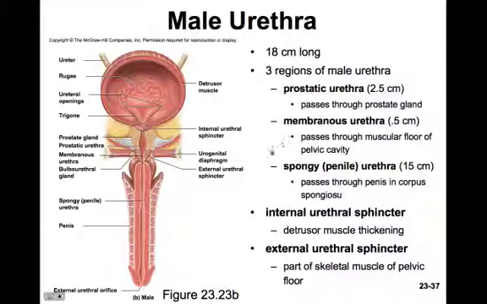The third portion is the spongy penile urethra. It's about 15 centimeters and passes through the corpus spongiosum in the penis. It's the erectile tissue. The internal urethral sphincter, again, is made of a thickening of the area of the detrusor muscle, the muscle that surrounds the whole bladder. And again, the external urethral sphincter, part of the pelvic floor.